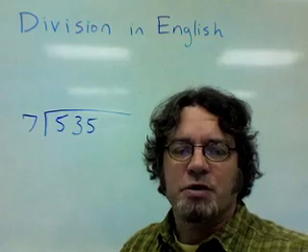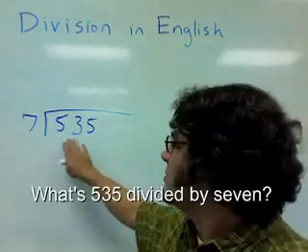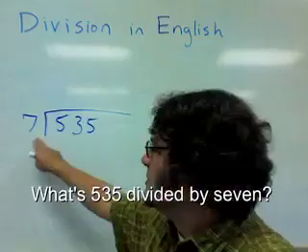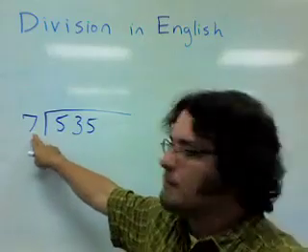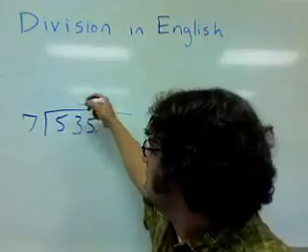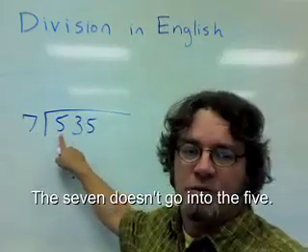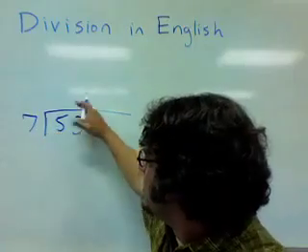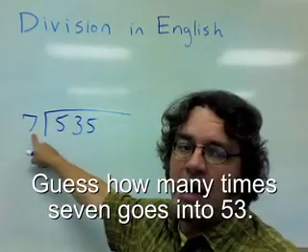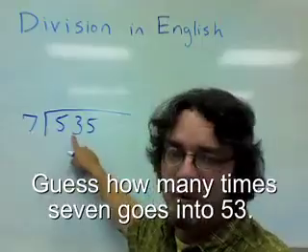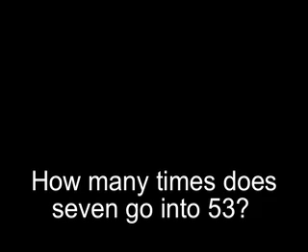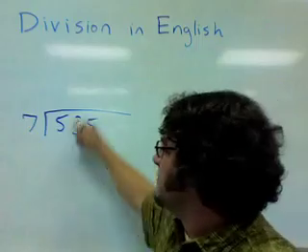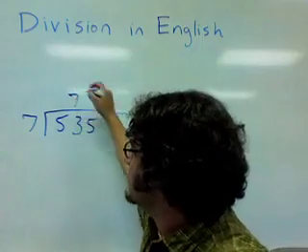Let's try this with a larger number. What's 535 divided by 7? Starting from this side, you can see that the 7 doesn't go into the 5 here. So we have to move over one place and start from this location and guess how many times the 7 goes into 53. How many times does 7 go into 53? I'm going to guess it goes into 53 7 times.